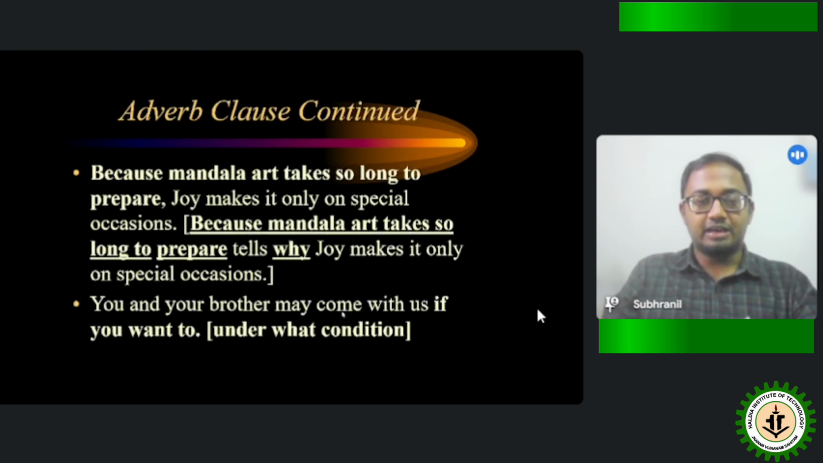More examples: Because mandala art takes so long to prepare, Joy makes it only on special occasions. So Joy likes to create the mandala art on special occasions because it takes so long a time to prepare. And that is why Joy makes it only on special occasions. You can understand where the adverbial clause is situated here in this particular sentence.